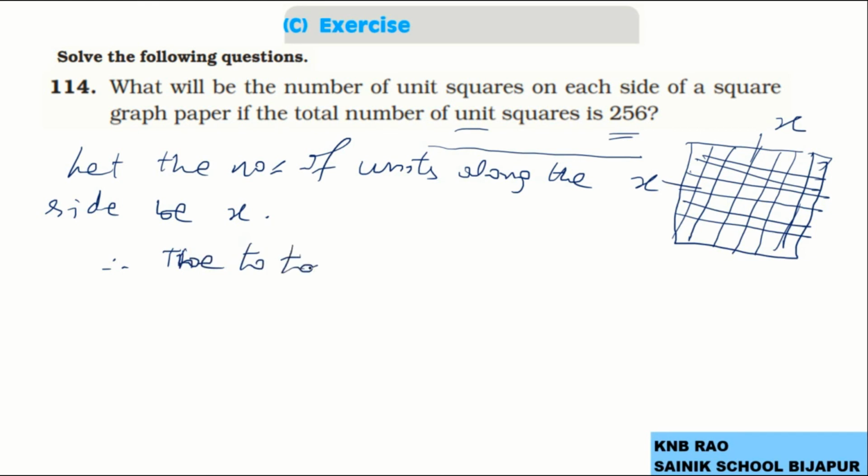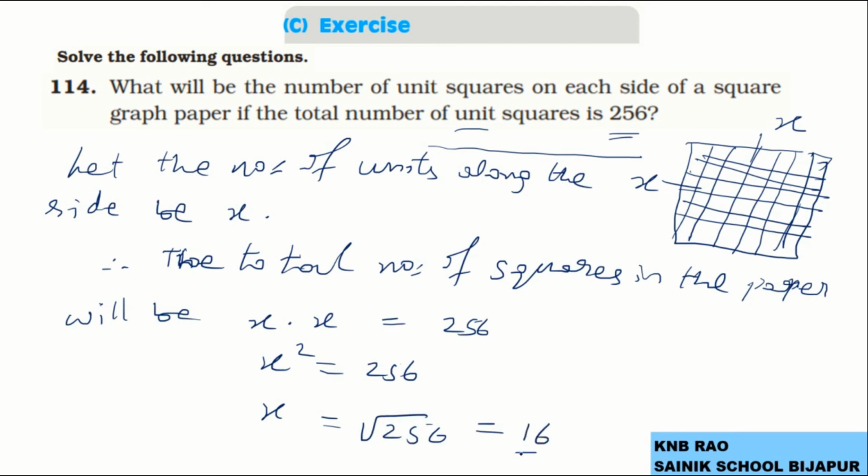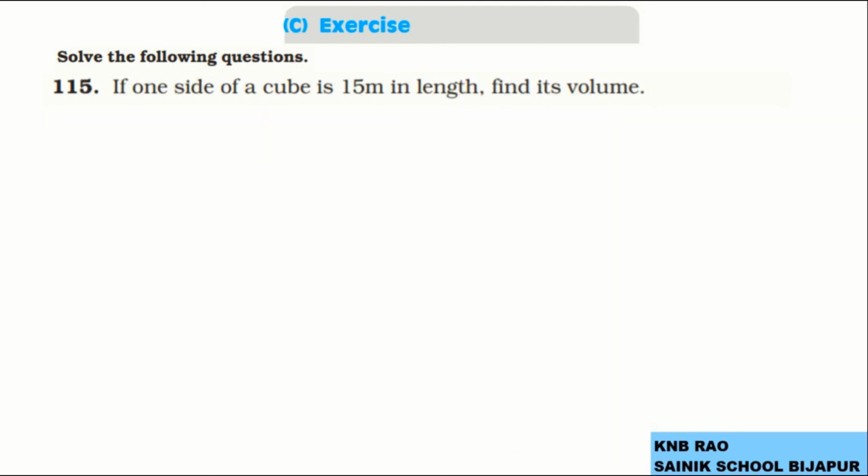Therefore, the total number of squares in the paper or in the graph sheet will be x into x, which is equal to 256. That means x square equals 256 and x equals the square root of 256, and it is 16. That's it. So let us take question number 115.